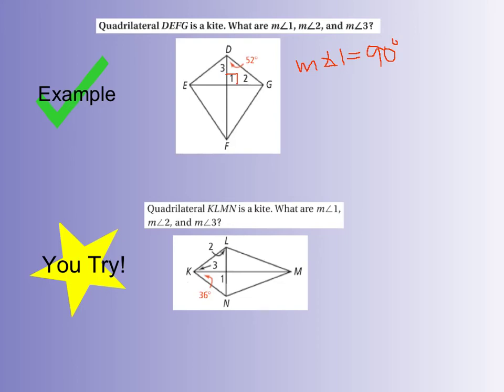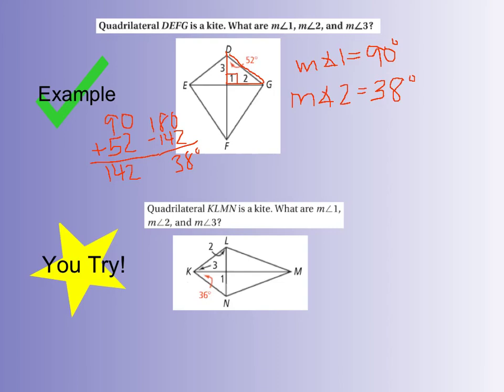Now if I look at angle 2, I have a triangle. So I'm going to use that triangle. I'm going to add up 90 plus my 52. I get 142, and then I need to subtract that from 180, which gives me 38 degrees. So I know the measure of angle 2 is 38 degrees.